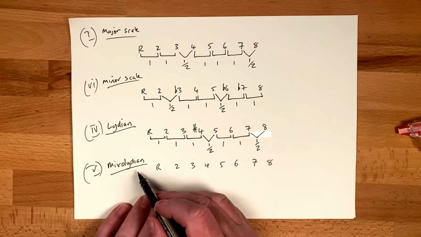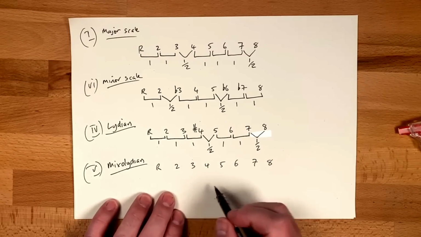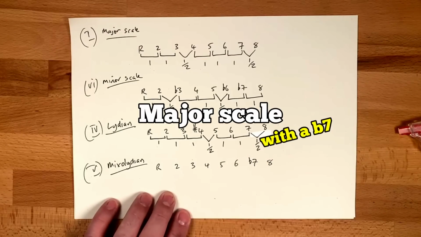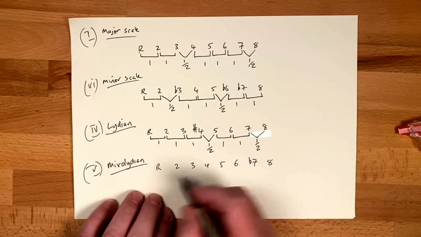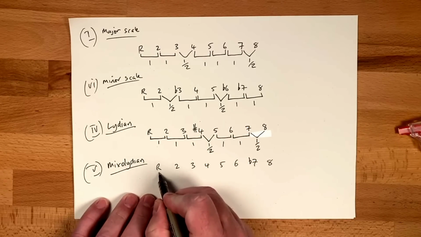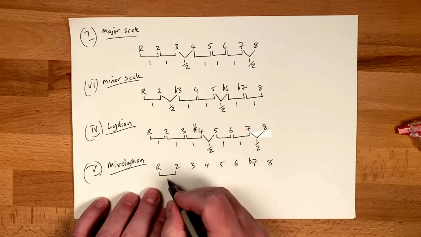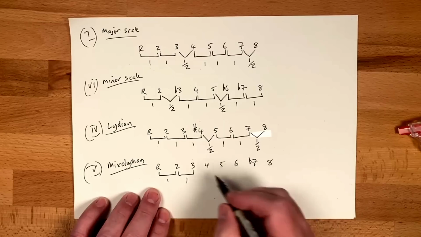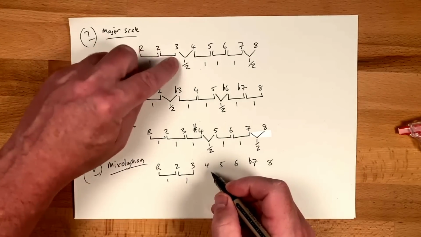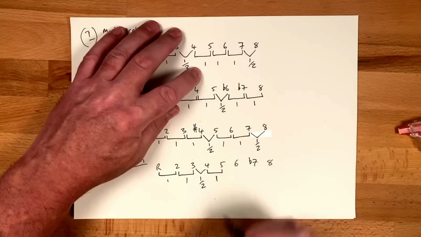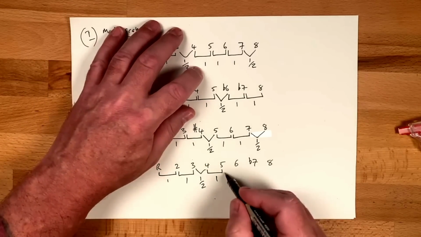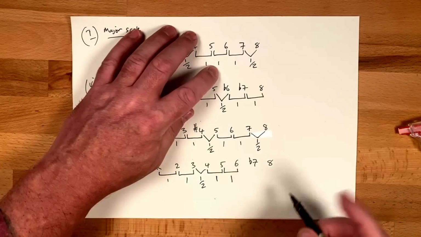Now, what's the difference between Mixolydian? Mixolydian is a major scale with a flat 7. It's as simple as that. That's what I was doing there. I was already thinking Mixolydian there. Let's go up. Root to 2nd, same as major scale. 2nd to 3rd, same as major scale. 3rd to 4th, no alteration, so it's exactly the same as the major scale. 4th to 5th, that's the same as the major scale.